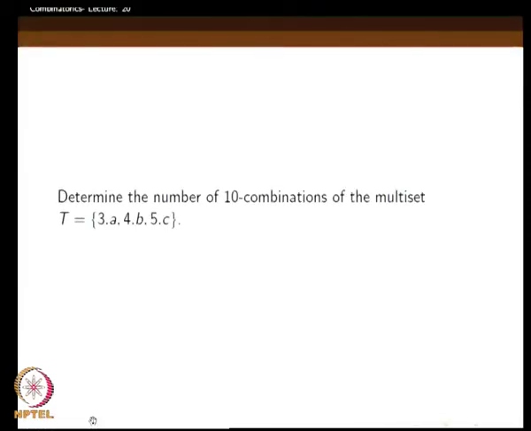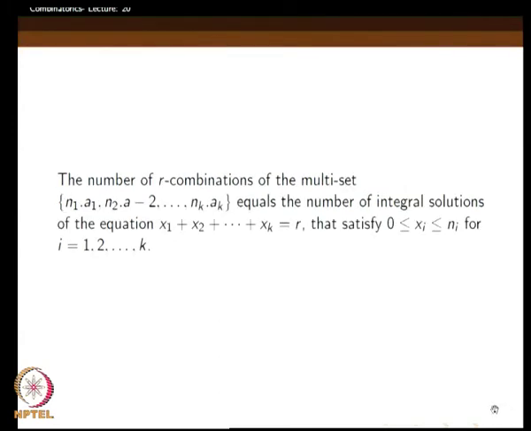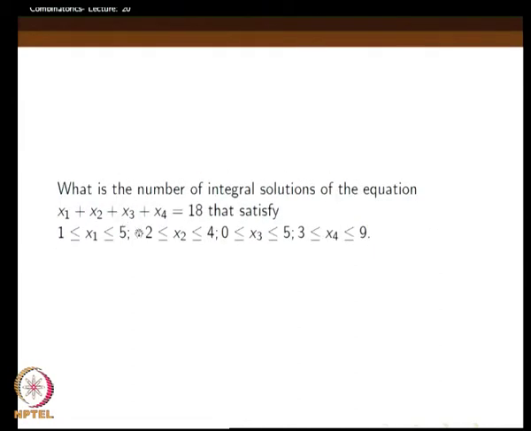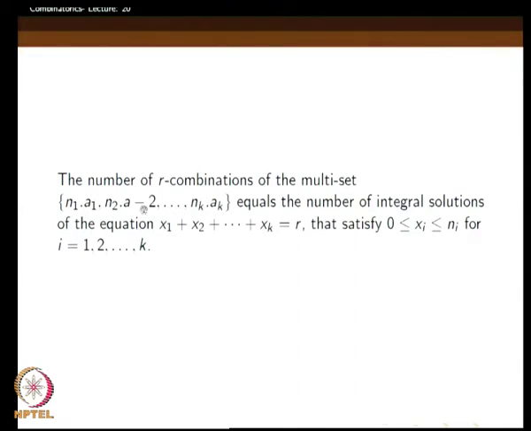So, now we will look at the next question, or not next question, because this was an important thing. So, therefore, we will look at the generalized form as I was telling in the beginning. So, the number of R combinations of the multi-set N1 A1, N2 A2, sorry, this is a small mistake here. So you discard this portion. So, that is N2 A2 and N3 A3 and NK AK, right, equals the number of integral.